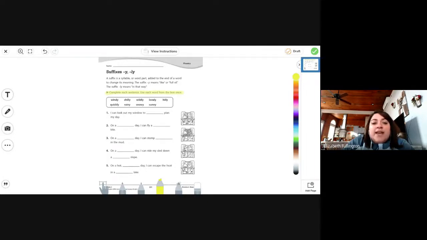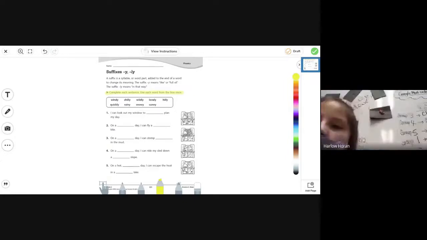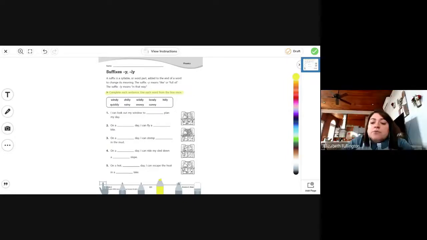So number one says, I can look out my window to blank plan my day. So what would be the answer to the number one? Harlow? Quickly. Good job. All right, so Harlow said quickly, so Miss Willington's going to go ahead and type that in. And I'm going to minimize it or make it smaller so it can fit into the sentence as best as it can. And so I'm also not going to forget to cross out that word because I'm only using it once.